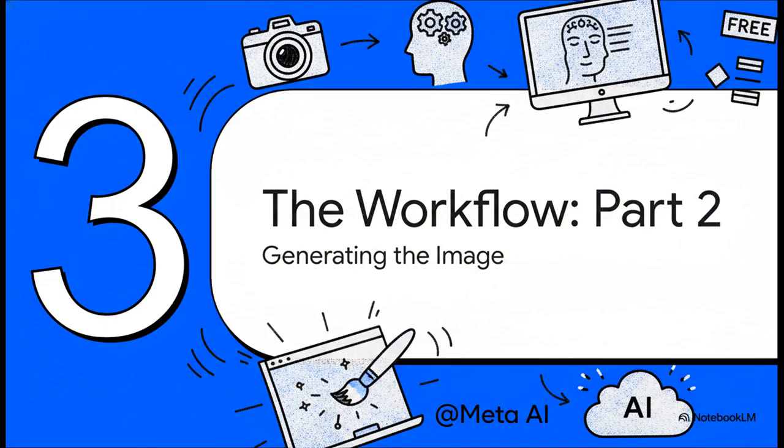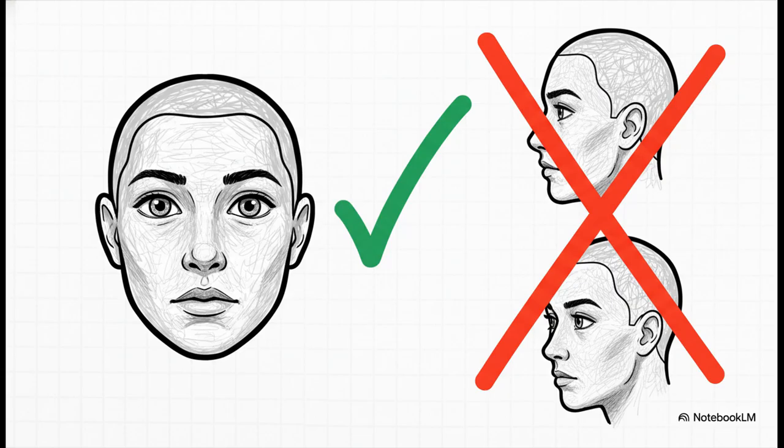So, we have our script, we've got our image prompt, now it's time to actually create our character's face. And for this, we're going to use an incredibly powerful and totally free tool, Meta AI. Okay, before you do anything, you have to burn this into your brain. This is not a suggestion, it's the number one most important rule.